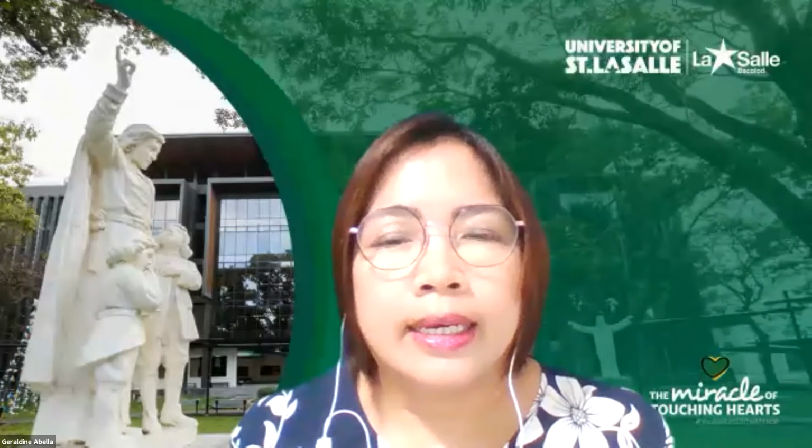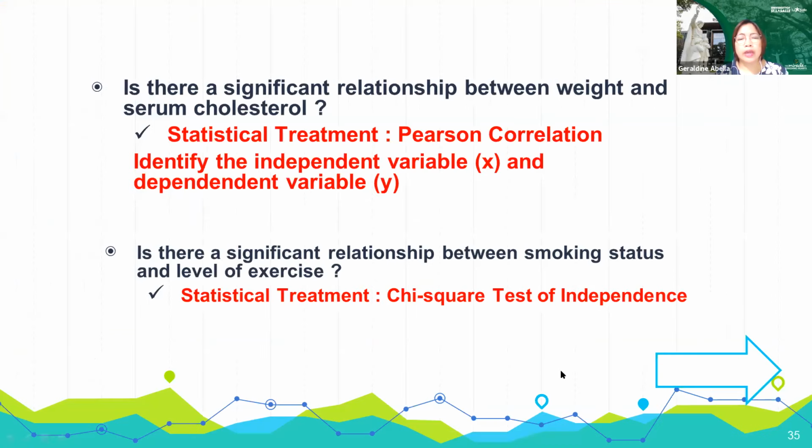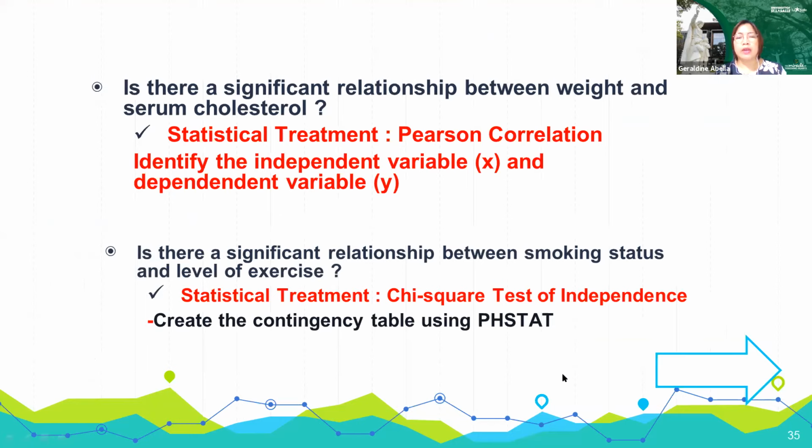Okay. For the chi-square test of independence, you have to arrange the data into a contingency table. I'm not going to show you. Anyway, I have also a YouTube channel. I'm not promoting it. My YouTube channel is for my students. However, it's public also. So you can search for that and check how you will perform this common statistical test in PHStat. So create the contingency table using PHStat, and then you have to run the chi-square test.